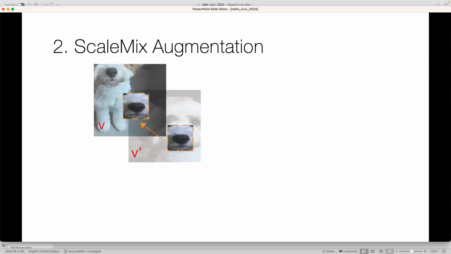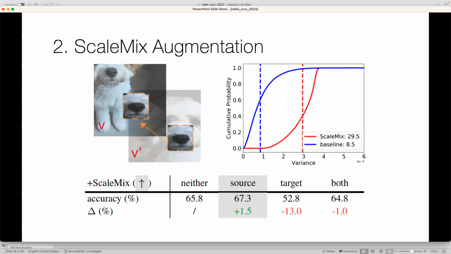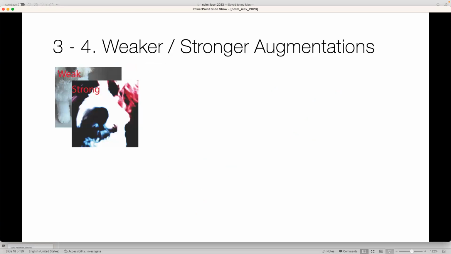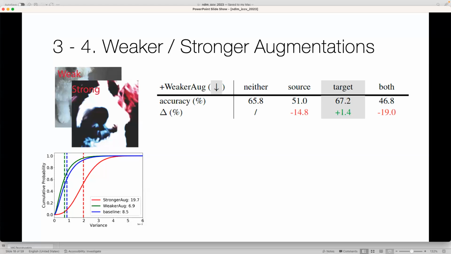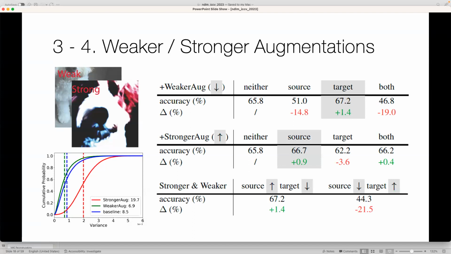We did the same thing with a new kind of augmentation in that work. It's called scale mix. It again increases the variance. We did the same thing and find it helps on the source, but not on the target. And we generalize it to weaker or stronger augmentations, not just those special ones. We find that weaker augmentation helps when we plug it into the target, and stronger augmentation helps when plugged into the source. We can do the combination of both, and it also works.